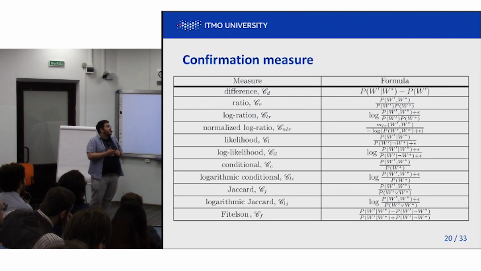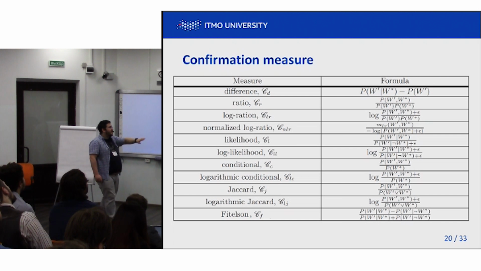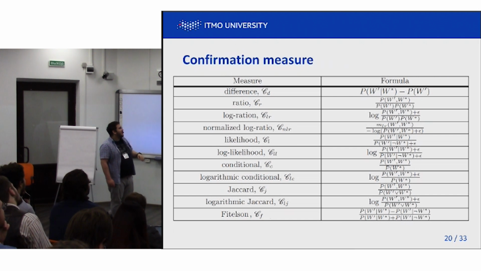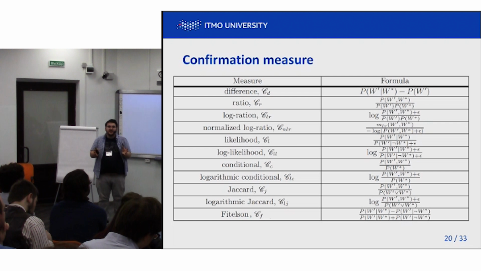For confirmation measures, we have implemented quite a lot. They are quite different. They show how much two sets relate to each other.